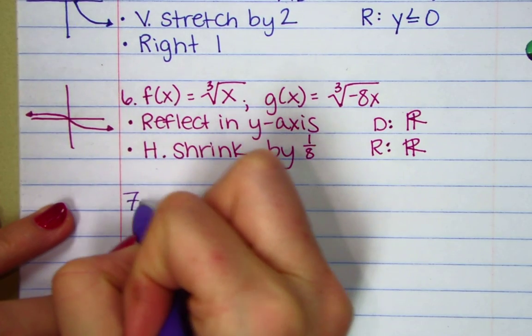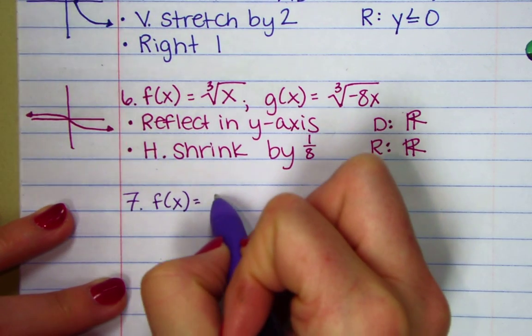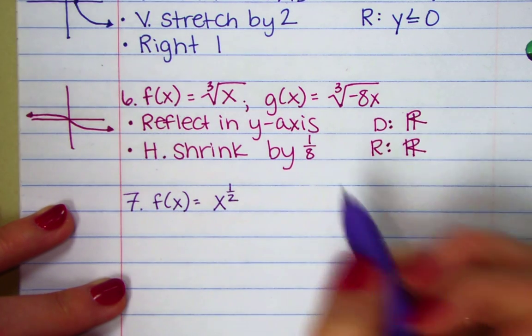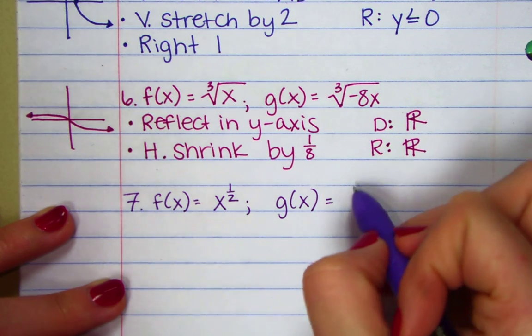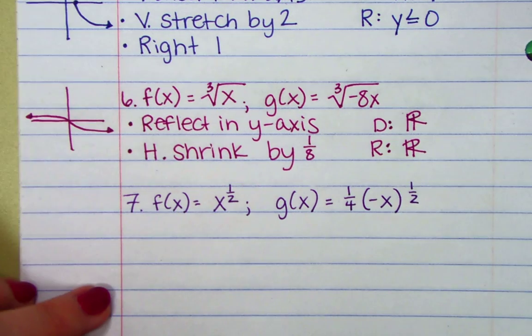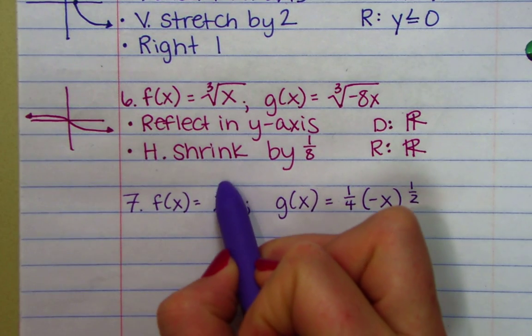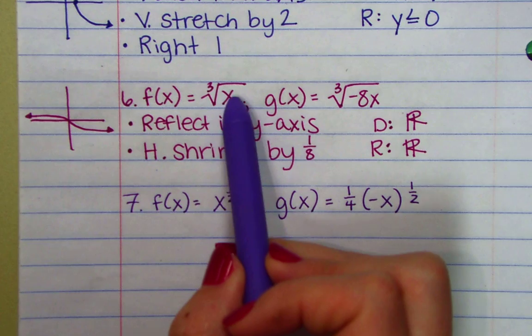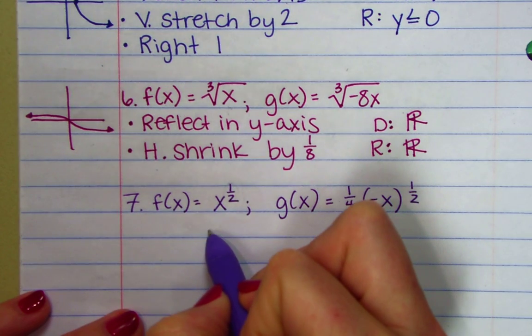All right, number 7. This is just a different way of presenting it, but it still means exactly the same thing. If they say x to the 1/2, and this says g of x equals 1/4 -x to the 1/2. Remember, first I'll let you write this down. But remember, rational exponents are the same as radicals. This number on the bottom would be your n, that would be the root, and this would be your exponent.